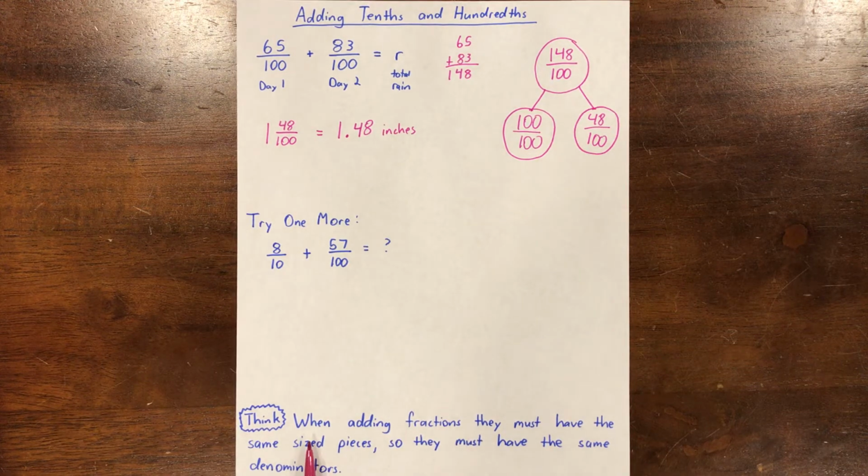Read it with me. When adding fractions, they must have the same size pieces, so they must have the same denominators. Okay, great. So how would you rename 8 tenths, and why? Say it out loud.